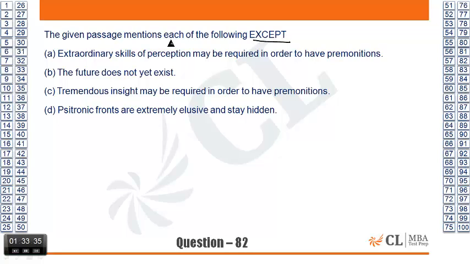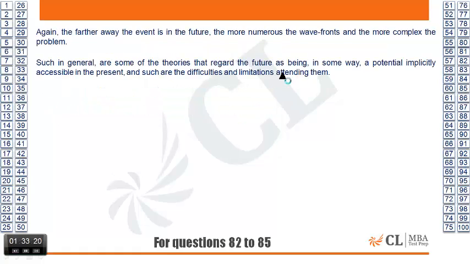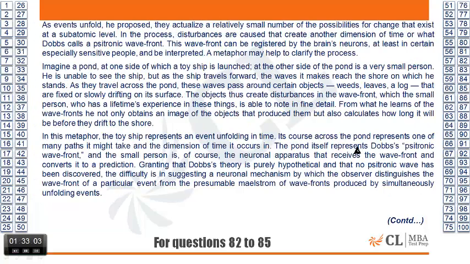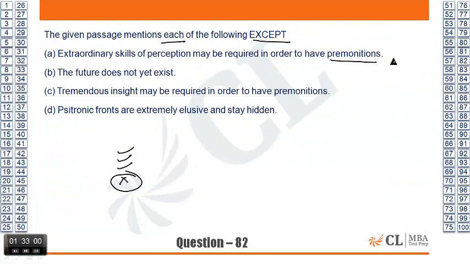Given passage mentions each of the following except. Okay, so 3 things are mentioned, 1 is not mentioned. I have to pick the one. Extraordinary skills of perception may be required in order to have premonitions. That is mentioned. Extraordinary skills, that is mentioned, no? He said something about it here, didn't he? Some premonition may indeed stem from scarcely noticed consciousness, you know. The weakness of the theory is uncanny ability, no uncanny ability unless signs and indications that are not only impossible, ordinary impossibility theoretically. Oh, perfect. So this is okay. Extraordinary skills, perception, required premonition.